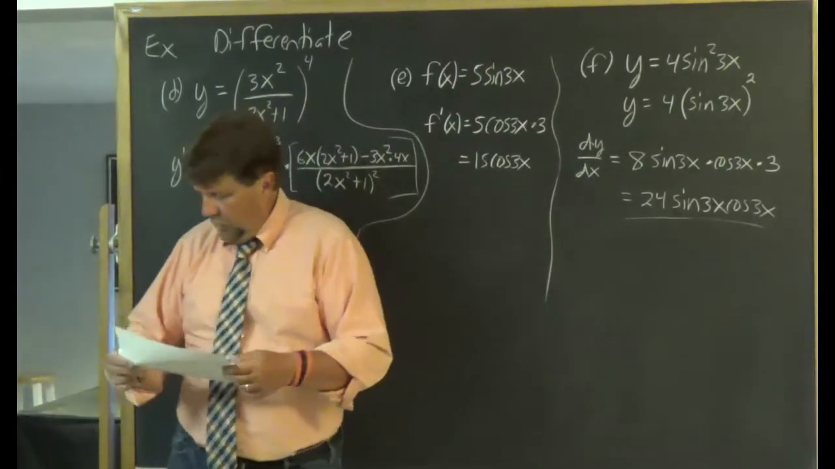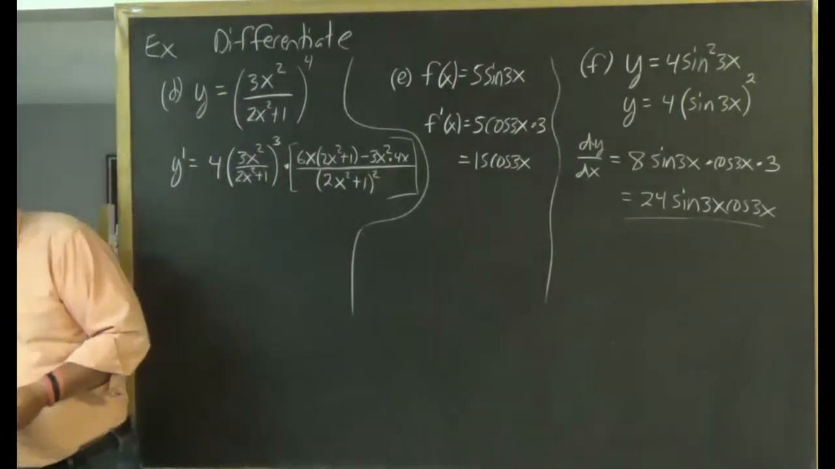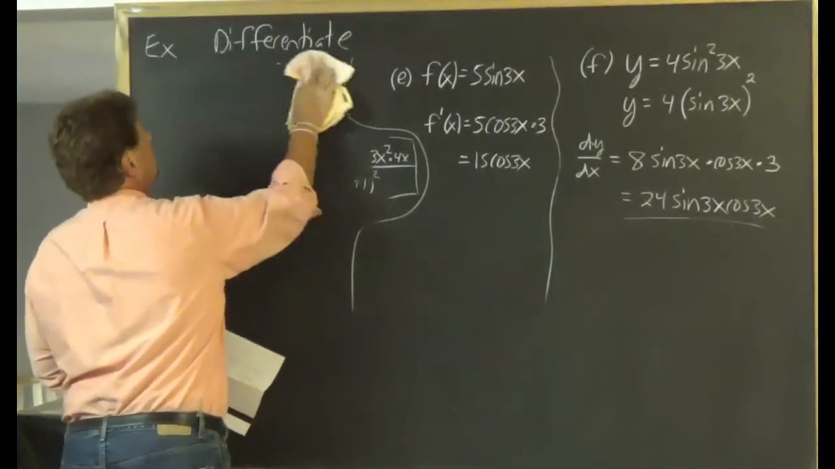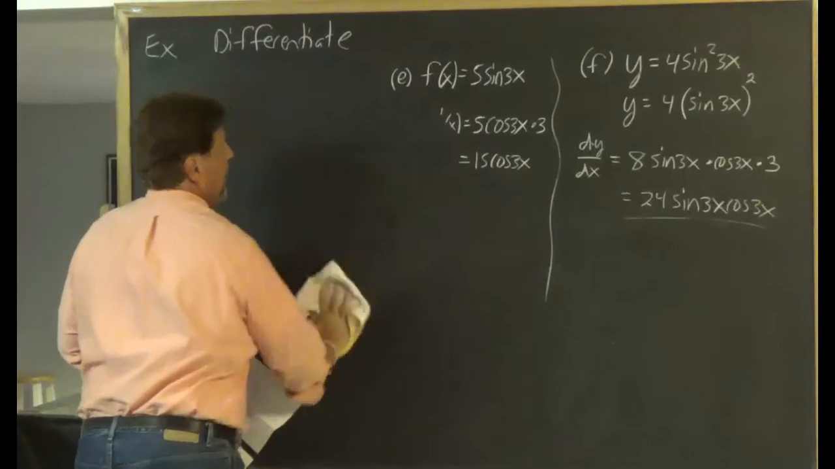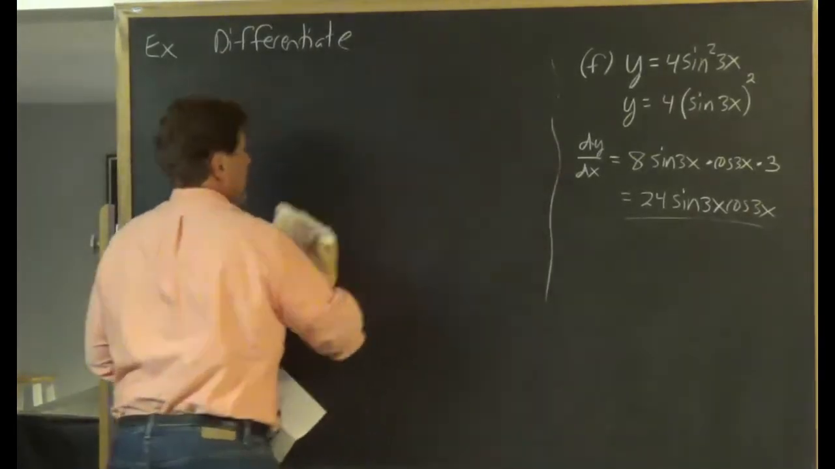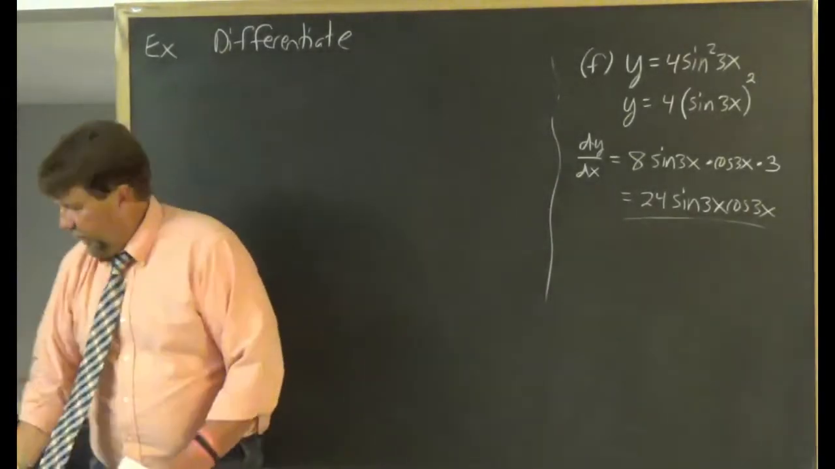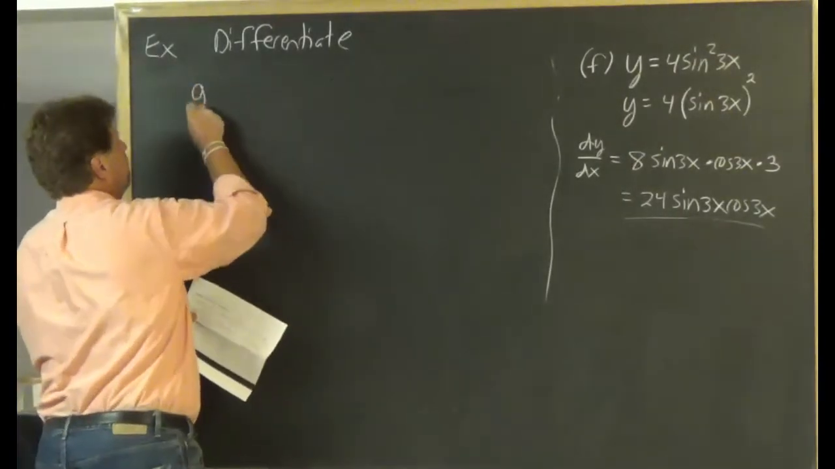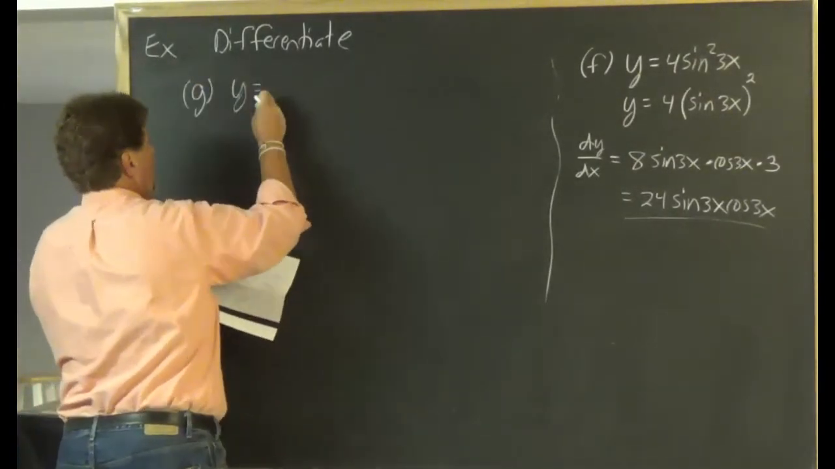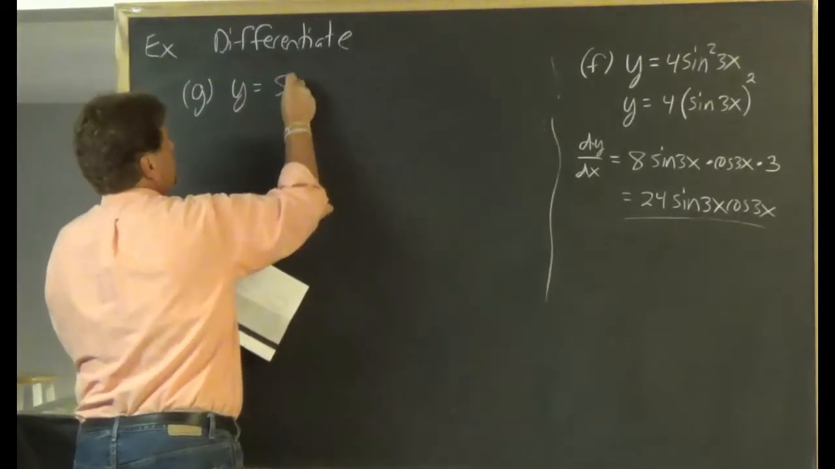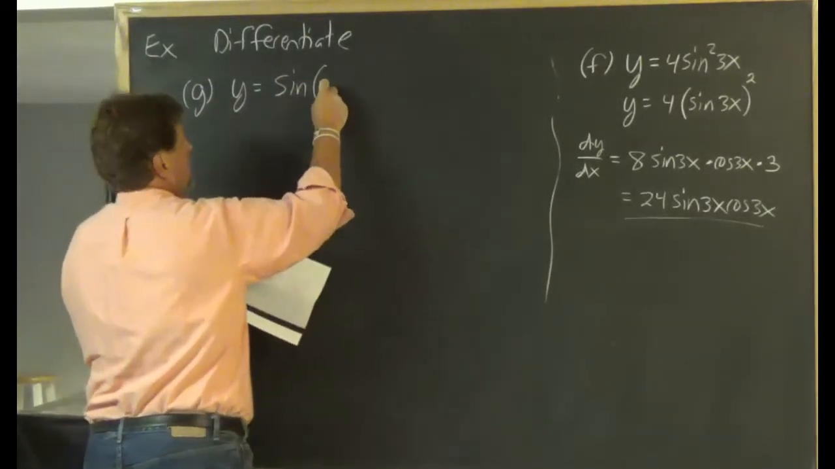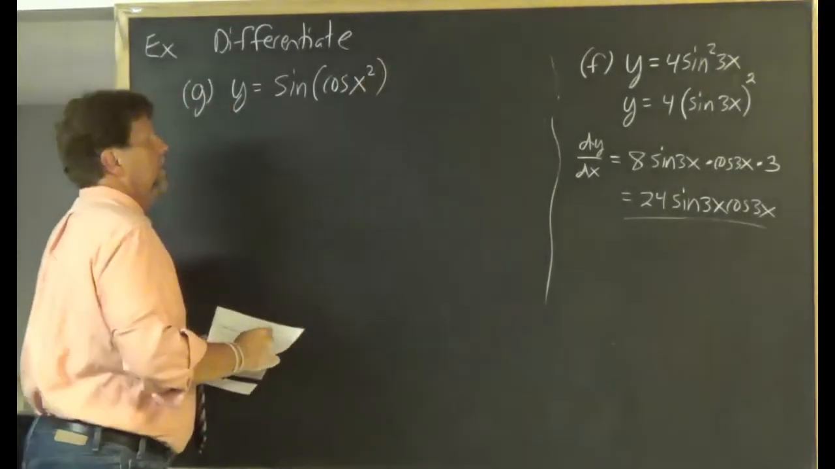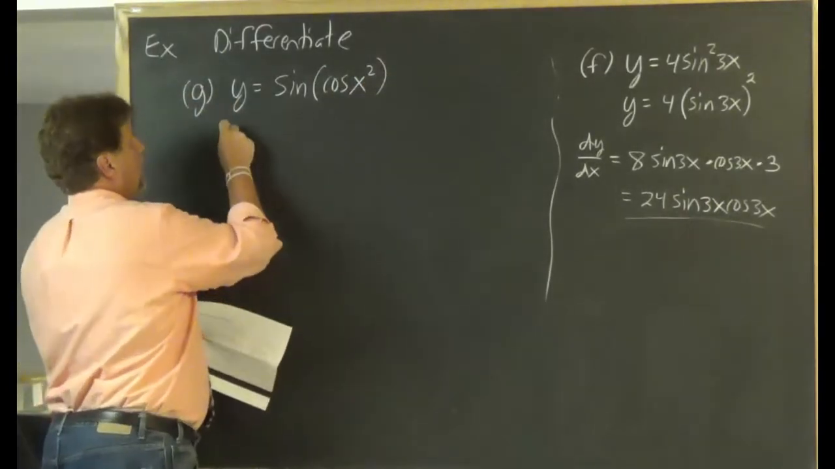So we had one more part to this example, part G. So let me do a little erasing here, give some room so we can look at part G. So part G was y equals the sine of cosine x squared. All right, I'll call the derivative y prime here.